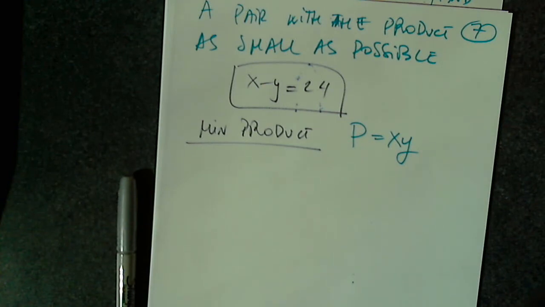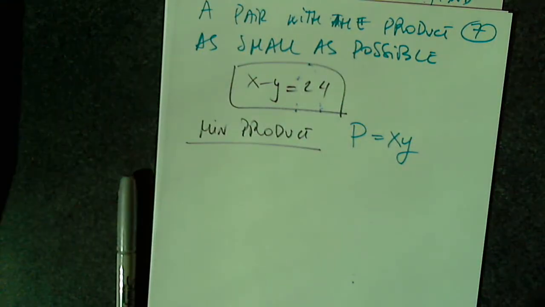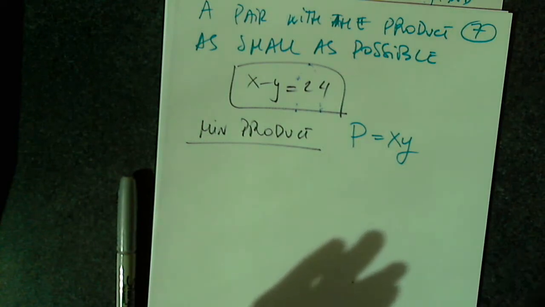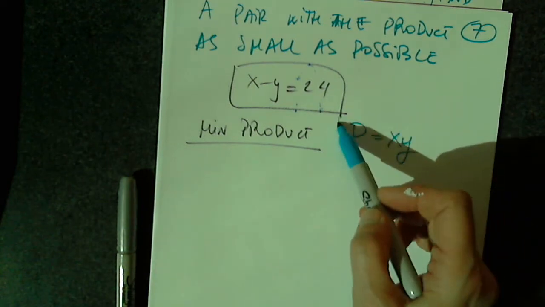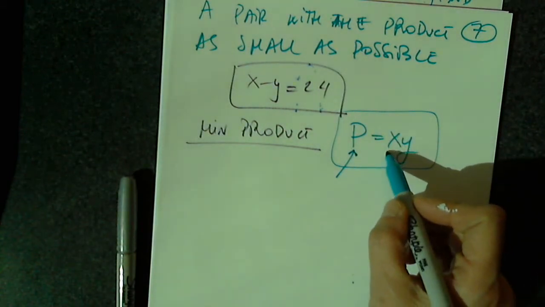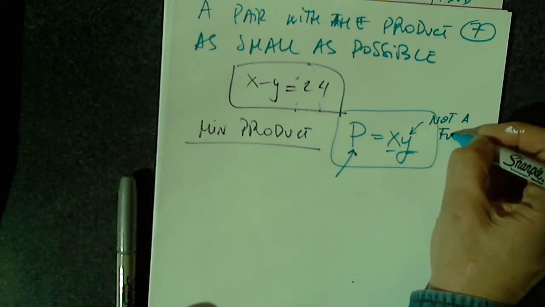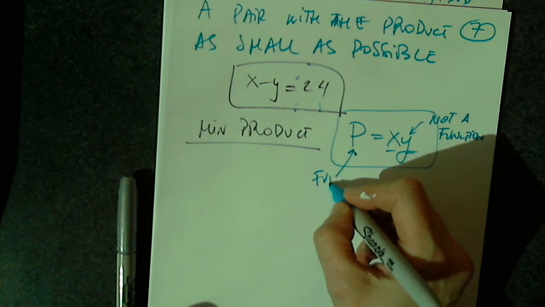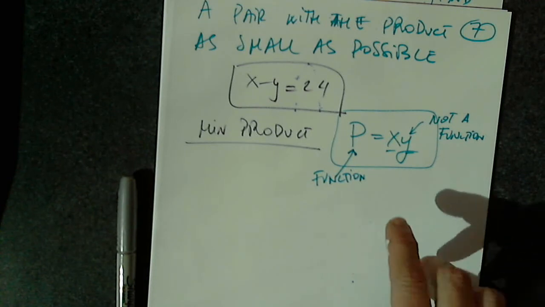So if I have 2 and 5, what is the product of 2 and 5? 10. If I have 5 and negative 3, what is the product of these numbers? Negative 15. So if I have x and y, what is the product? xy. Good. However, I'm having a difficulty here. This is the dependent variable, and these are two independent variables. This is not a function. This is the function. The product of those two numbers is a function. So do not confuse this y with f of x.